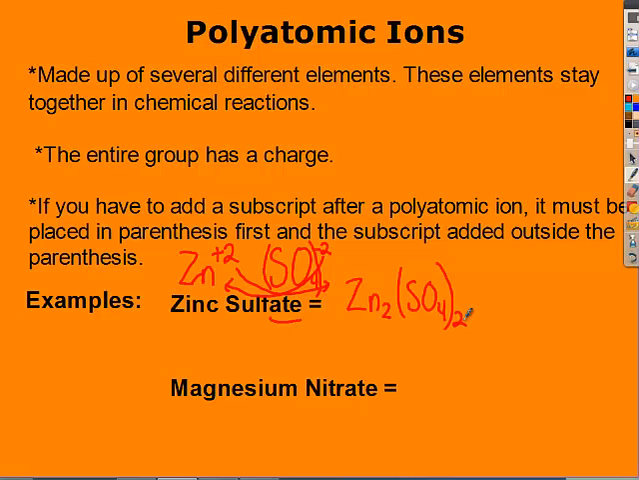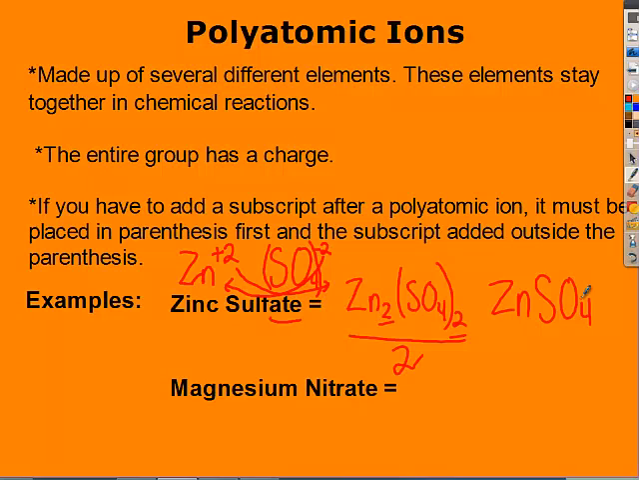Okay? But here I have 2 2's. You see that? I have a 2 and a 2. What are we supposed to do when we have the same number? You need to simplify it. Okay? You have to simplify it. And so I can divide both of them by 2. So my actual formula is going to be ZnSO4. Okay? If you put the parentheses, that's okay. It doesn't matter. But without it is better. But it's still the right answer.